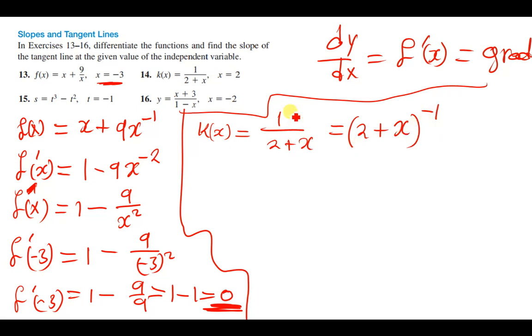So if you want, you can just use this one and use the quotient rule to find the derivative, or if you want, you can just use this one and use the chain rule to find the derivative. So when you use the chain rule, k prime of x, which is the gradient function, will simply be equal to negative 1 times the coefficient, which is negative 1 times 1, simply negative 1. And then when you differentiate what is inside the brackets, you just get 1 as the answer, because the derivative of 2 is 0, the derivative of x is 1.